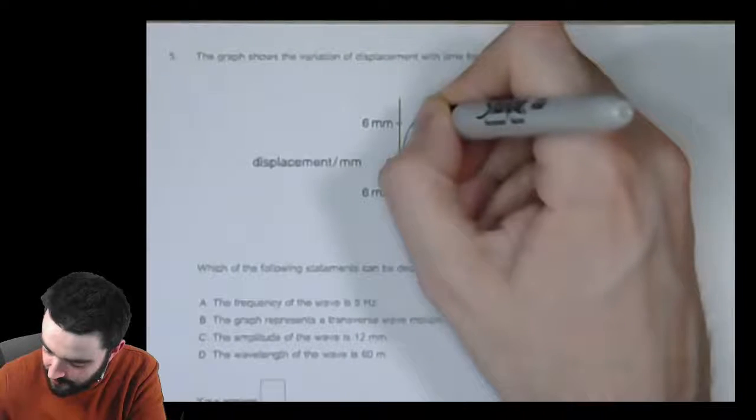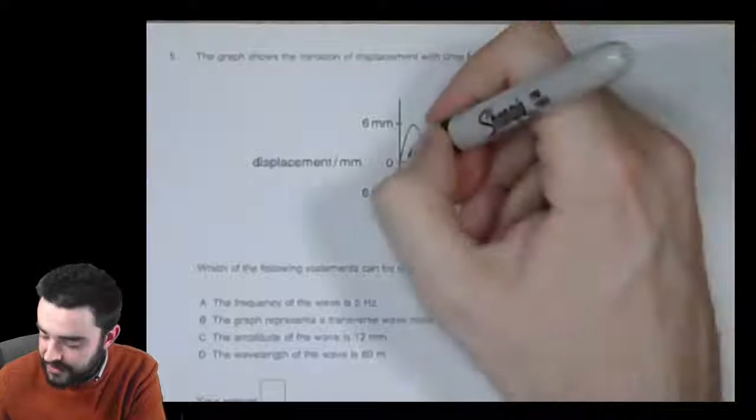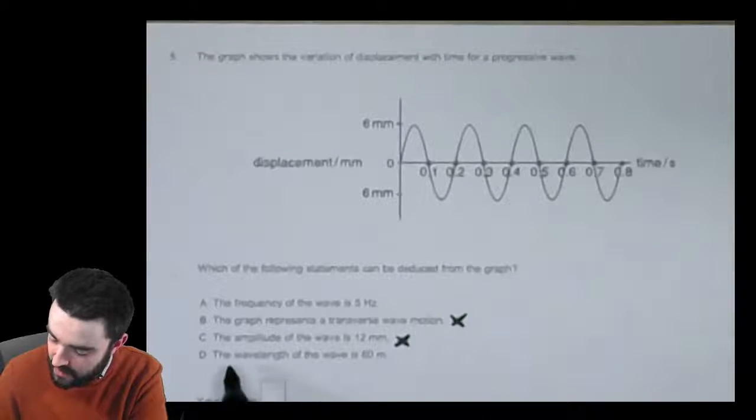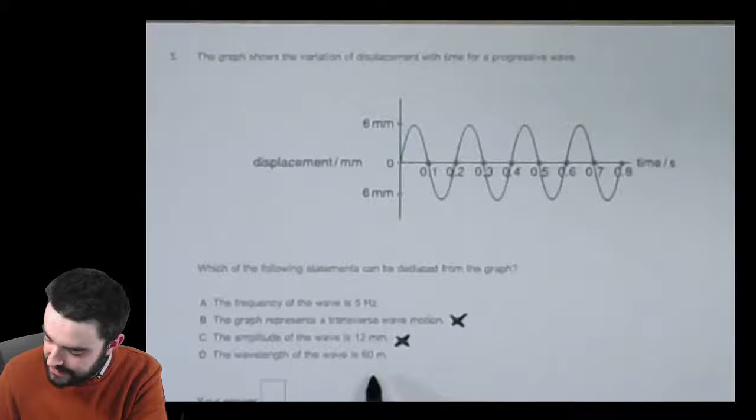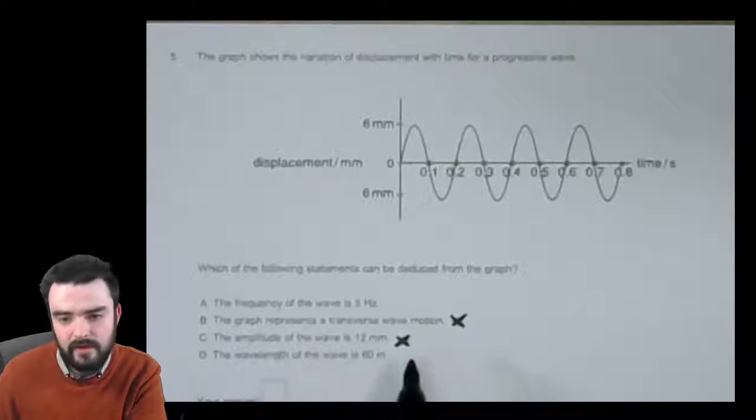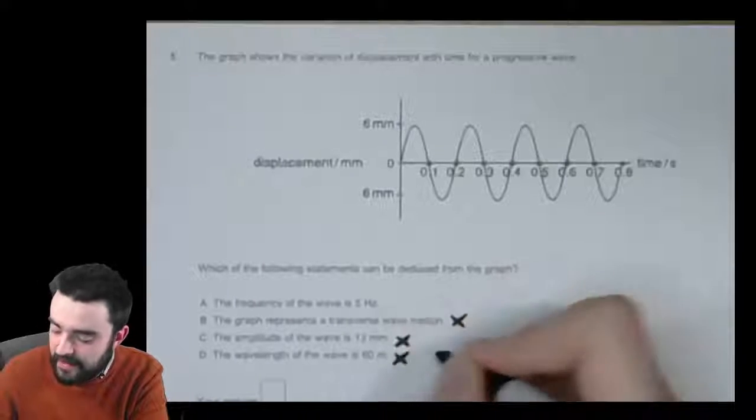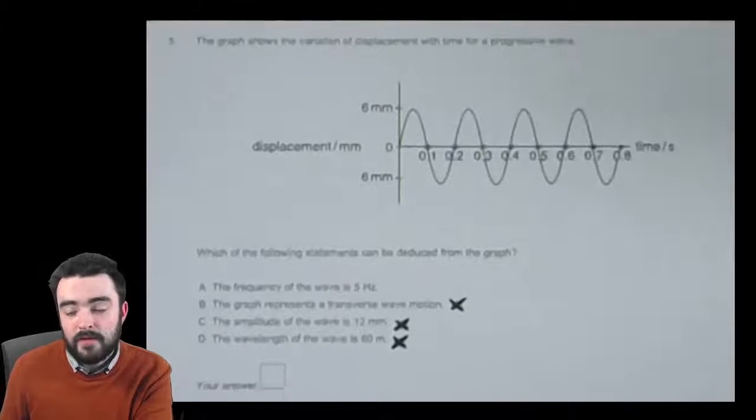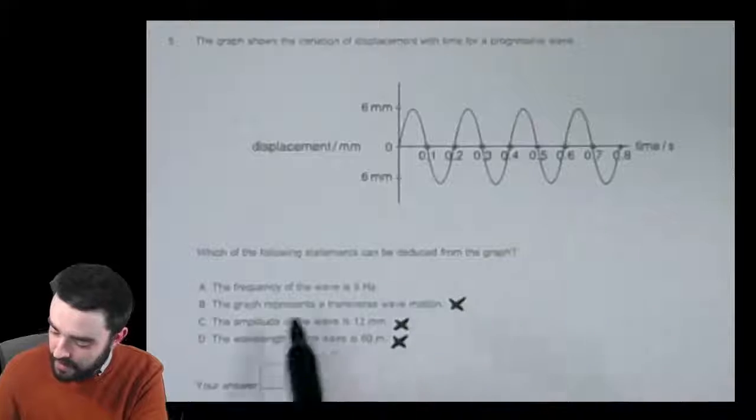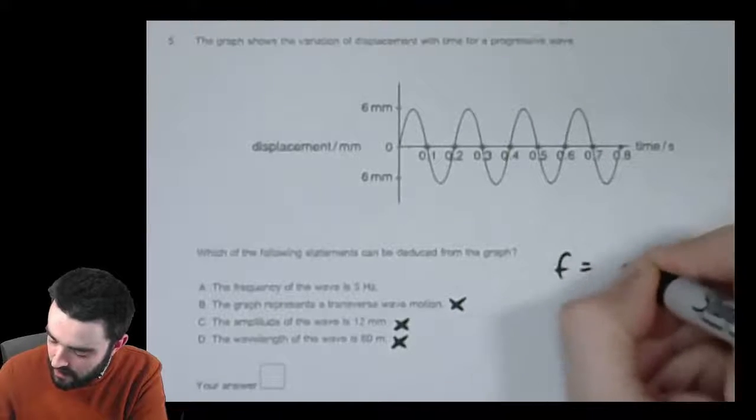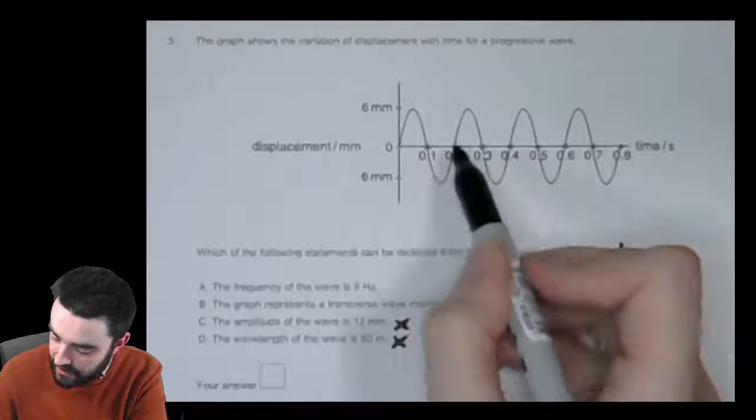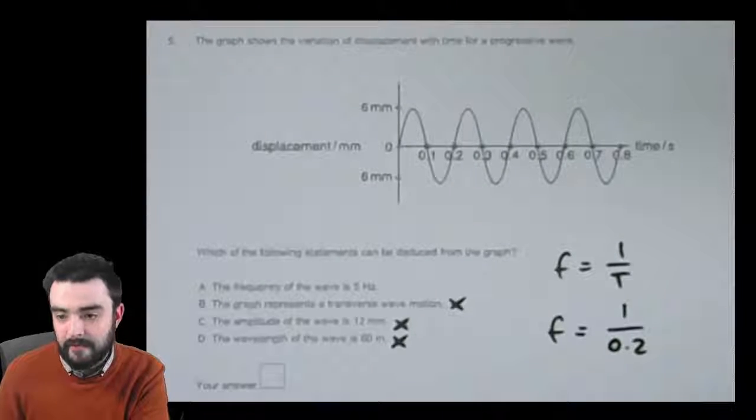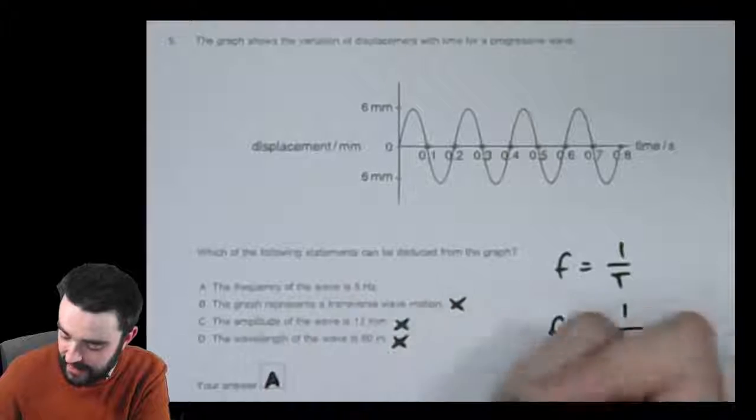No, the amplitude is from the line of zero displacement to a peak or a trough. So the amplitude is 6 millimeters. So it's not that. The wavelength of the wave is 60 meters. Well, we can't actually tell that because we have time. So even just by a process of elimination, we can show that it is A, but we can also do the calculation and check for this one. Frequency is going to be 1 over the time period. The time period is 0.2, so frequency is equal to 1 divided by 0.2, which is 5 Hertz. So the answer is A.